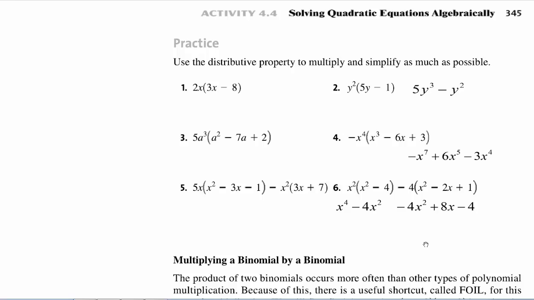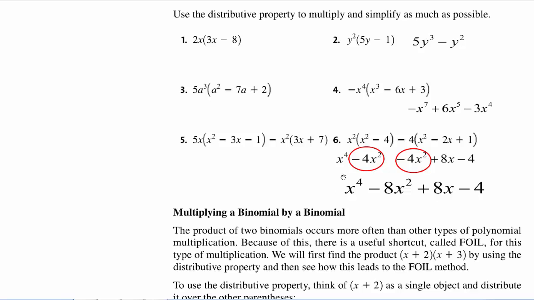Now we should combine like terms where we can. So I'm going to combine the negative 4x squared and the negative 4x squared to get the final answer of x to the 4 minus 8x squared plus 8x minus 4. And again, we can't combine any of these terms because the exponents are different.